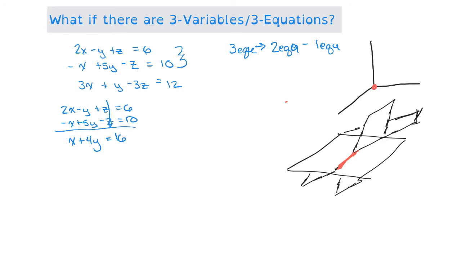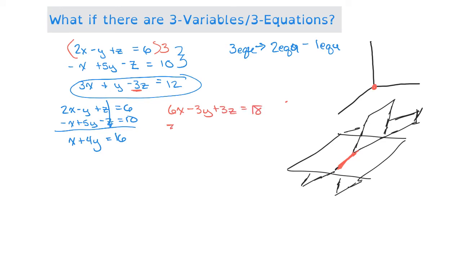So now what we want to do is we're going to combine two other equations. We can't combine the same two, and we're trying to get another two-variable equation with just x and y. So we got to get rid of z again. So we have to use the third equation because we haven't used it so far. So what I want to do is, because I have negative 3, I'm going to take this first equation and I'm going to multiply it by 3 so that I get a positive 3z. So now we have 6x minus 3y plus 3z is equal to 18, and then we still have 3x plus y minus 3z is equal to 12, and we do the elimination method again.